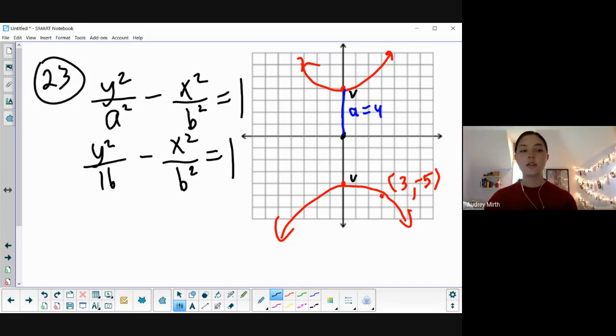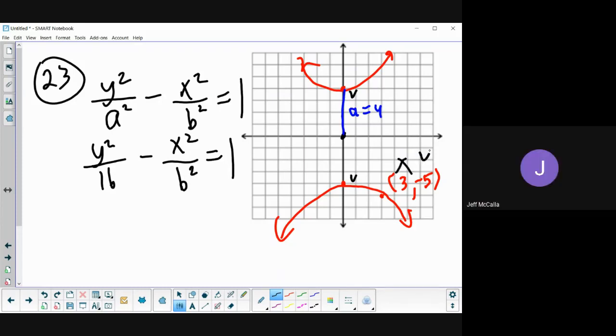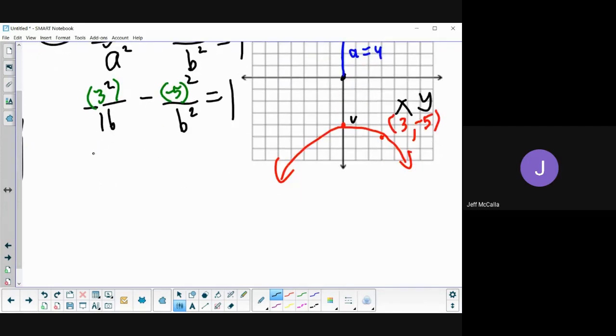You plug in the coordinates? Yes, absolutely. So this is your x, this is your y. And so I can just plug those in. I'm going to plug in just those numbers right there. So my x is 3, so it's going to be 3 squared. And my y is -5, so -5 quantity squared. So now it's just a matter of solving this equation. It's not going to be super easy necessarily, but let's see what happens. So this will be 9/16 minus 25 over b squared equals 1.